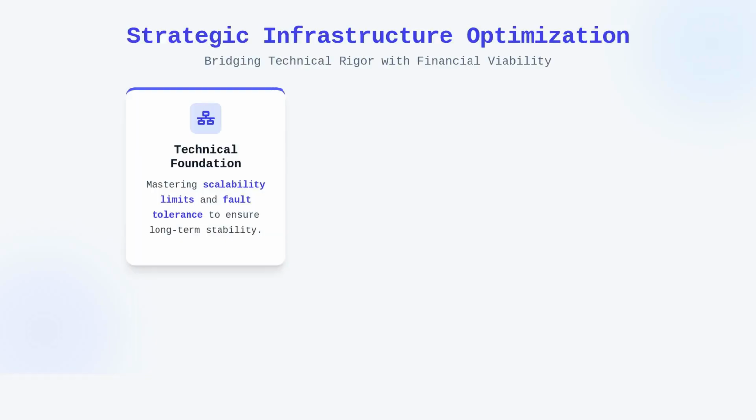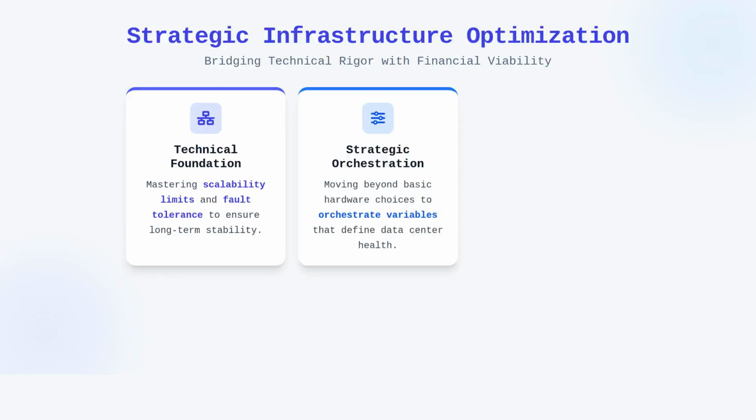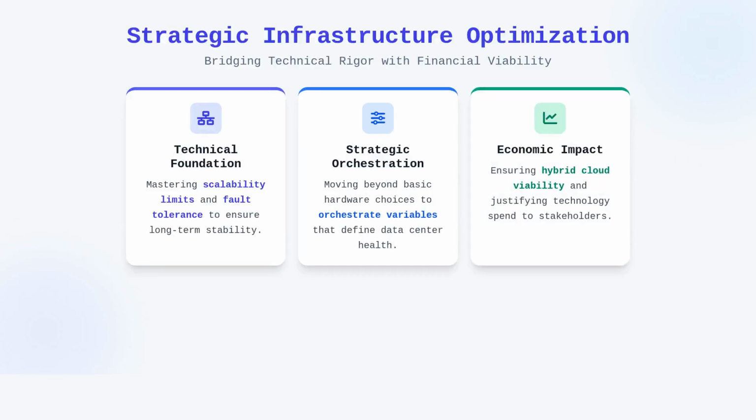Understanding the scalability limits and fault tolerance mechanisms provides the clarity needed to make informed long-term infrastructure decisions. You are not simply choosing between a server and a virtual instance. You are orchestrating a complex set of variables that define the financial health of the data center. By maintaining a deep focus on these technical parameters, you ensure that the hybrid cloud environment remains economically viable under the rigorous stress conditions typical of global enterprise operations.